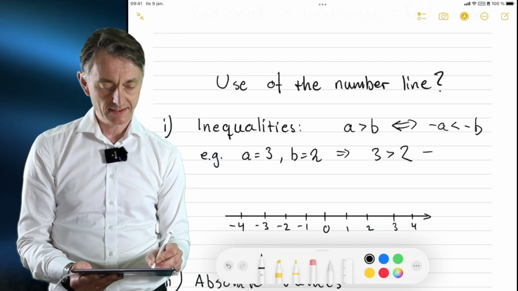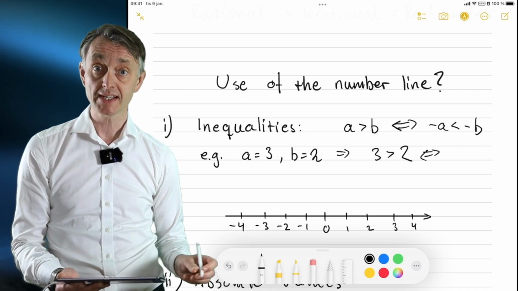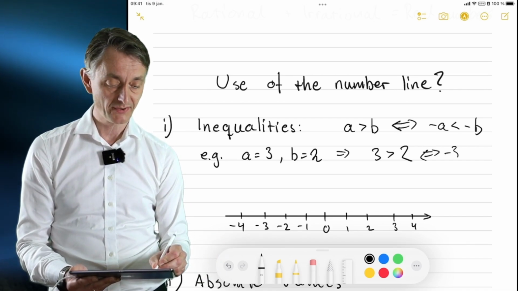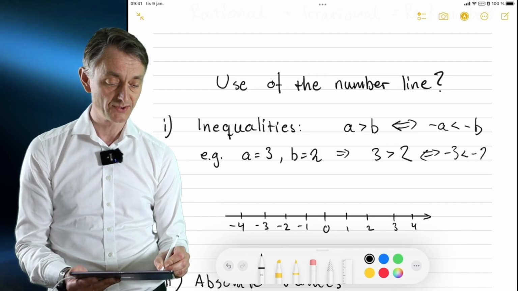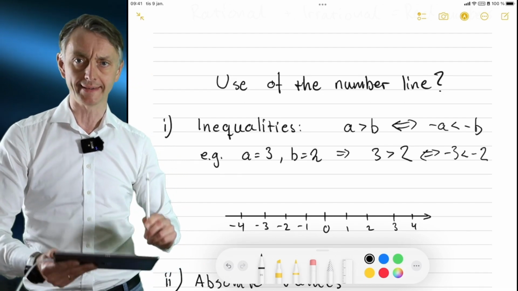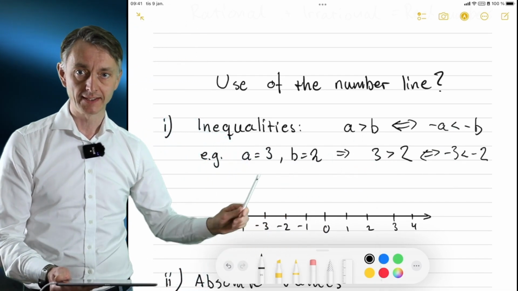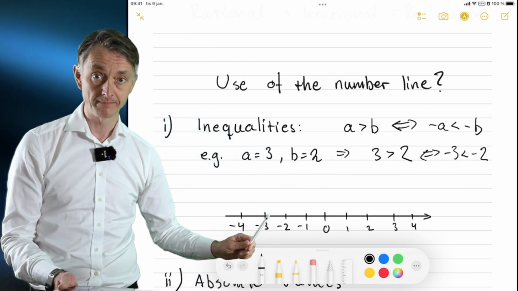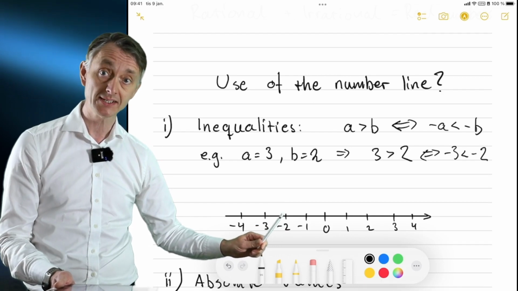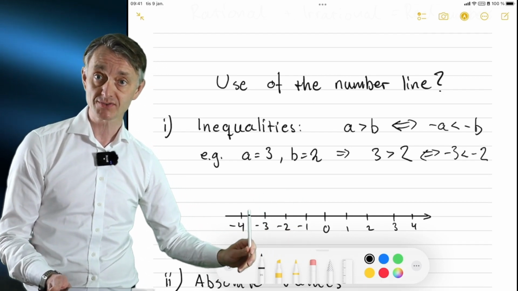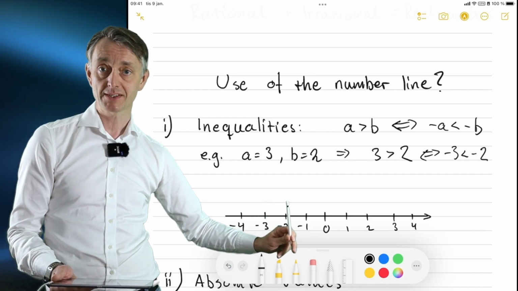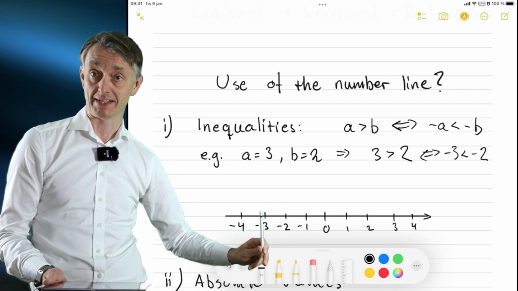And this is equivalent to saying that minus 3 is smaller than minus 2. But hey, why? This number looks bigger than that one. Yes, but let's look at the number line. Minus 3 is here, and minus 2 is there. So the minus 2 is to the right of minus 3. So, in fact, minus 2 is not as small as minus 3.